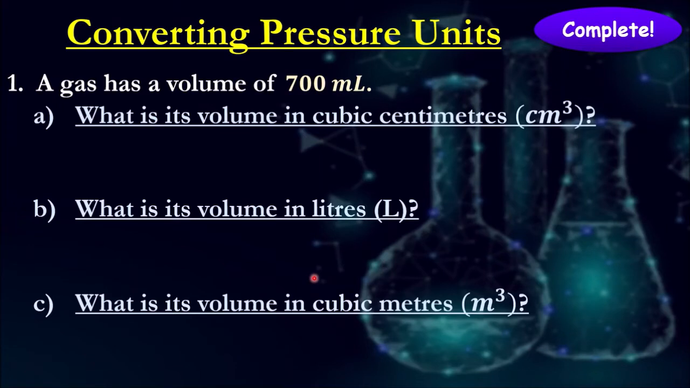Okay, so just a little calculation question again, exact same thing as the do now. What you need to do is convert 700 milliliters into cubic centimeters, or centimeters cubed, into liters, and then also cubic meters. So I'll give you 5 seconds before I move on to the actual answers.